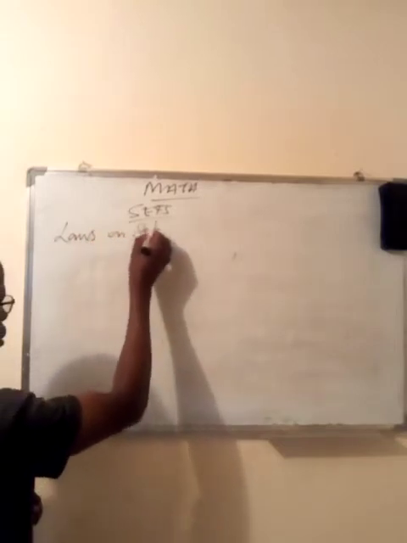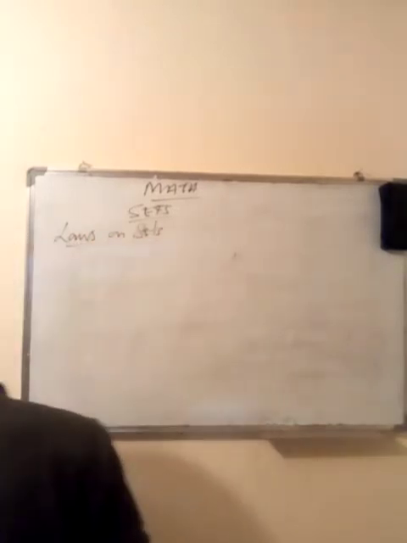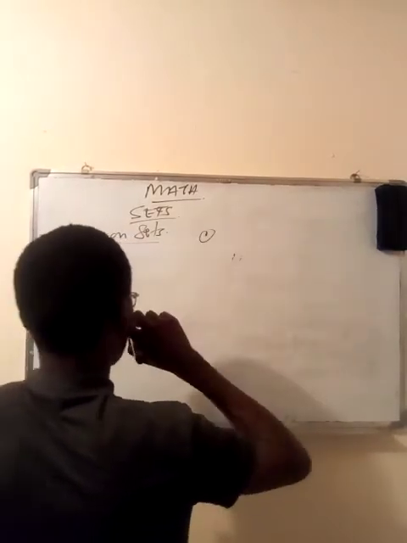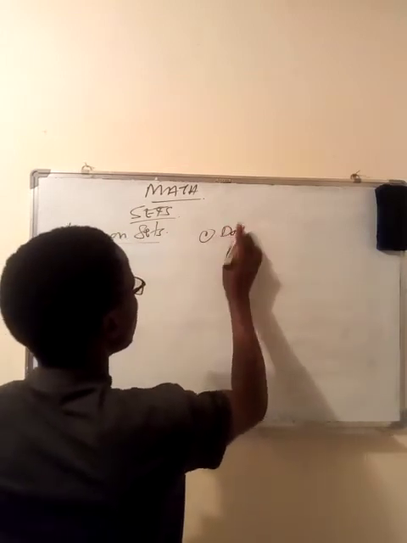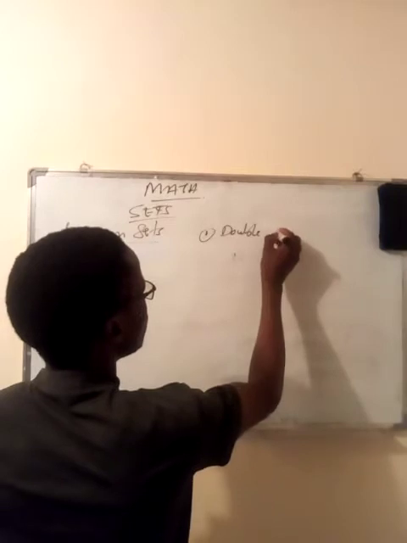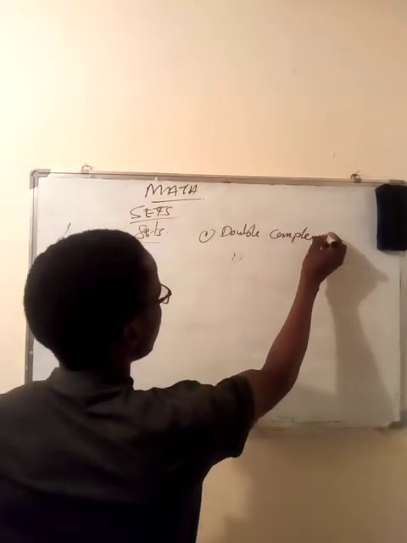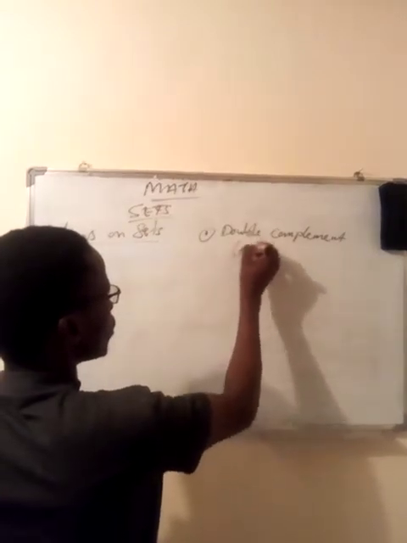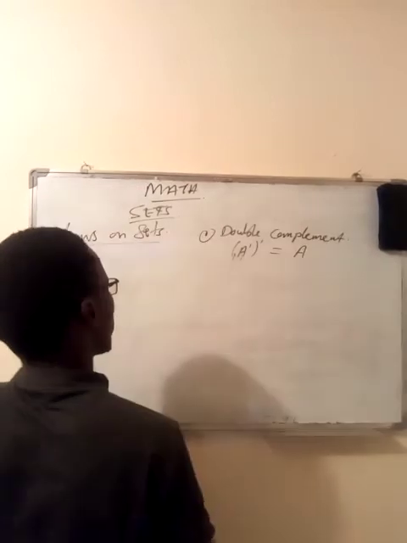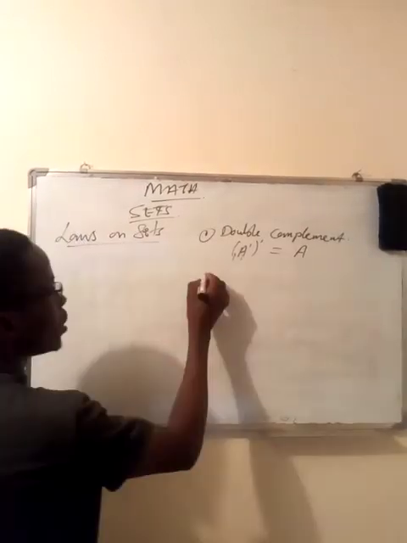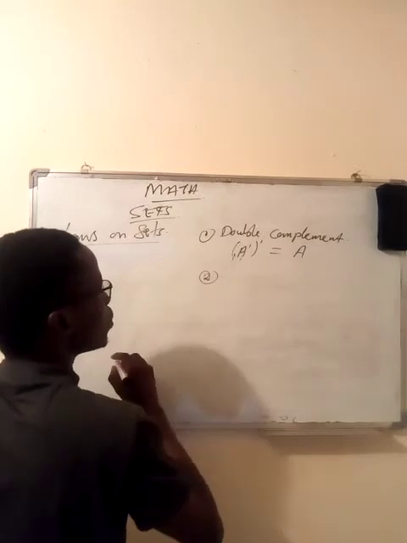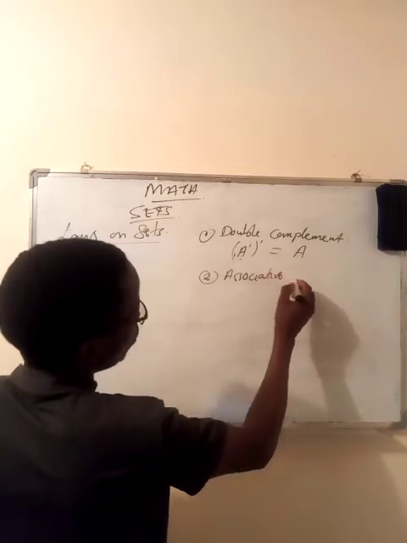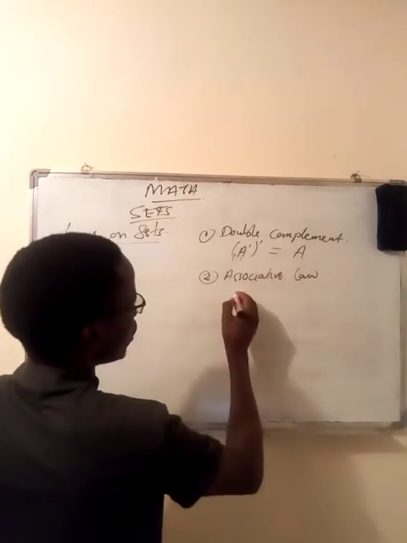Briefly, some of the laws that we talked about. We talked about number one, what is called the double complement. Okay, double complement, which is a complement is equal to, all right. So we looked at that, and then the other one was what is called the associative law. Associative law, that is, we have, let's say, A intersection B is the same as B intersection A, or we have A union B is the same as B, and then what is called the commutative law.